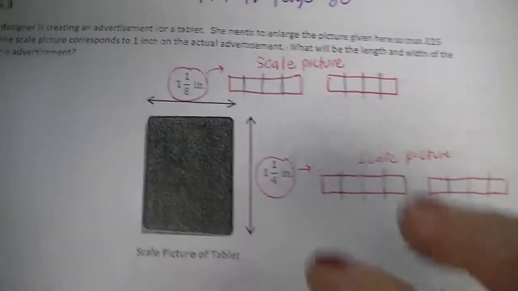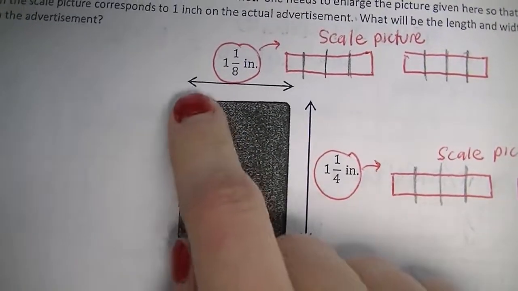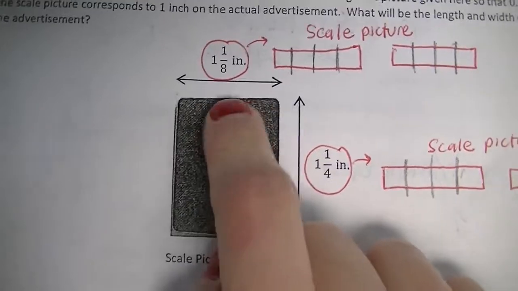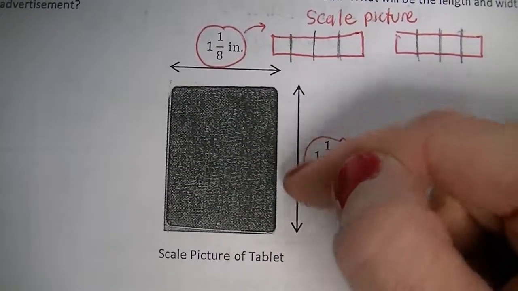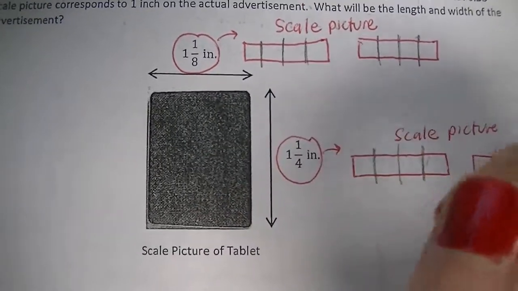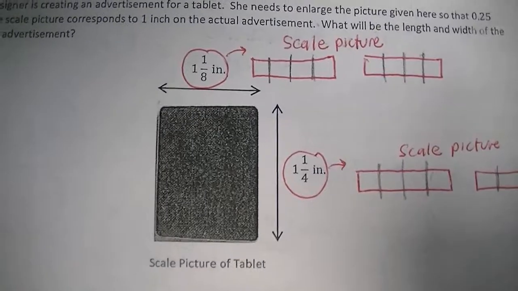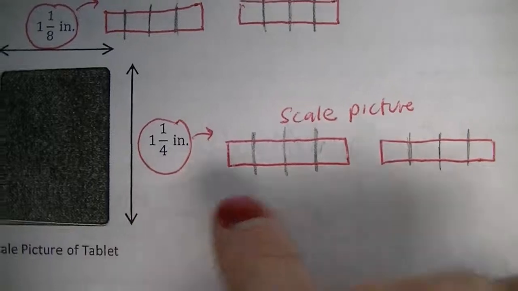So you'll see right here we got the scale picture of the tablet, and when we measured this out with the scale picture, it's 1 1/8 inch from here to here, and it's 1 1/4 inch from there to there. And to help us have a refresher of fractions, I drew a quick little picture right here, okay? So I'm going to start with this one right here. So I have 1 1/4.